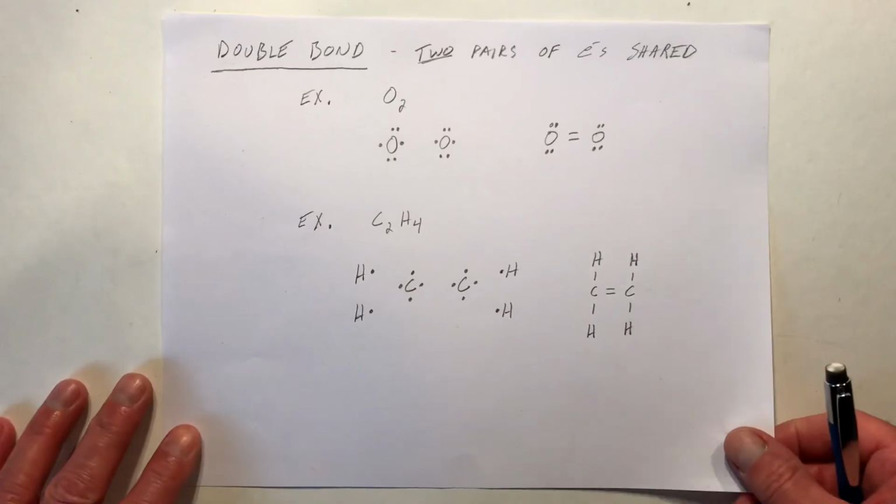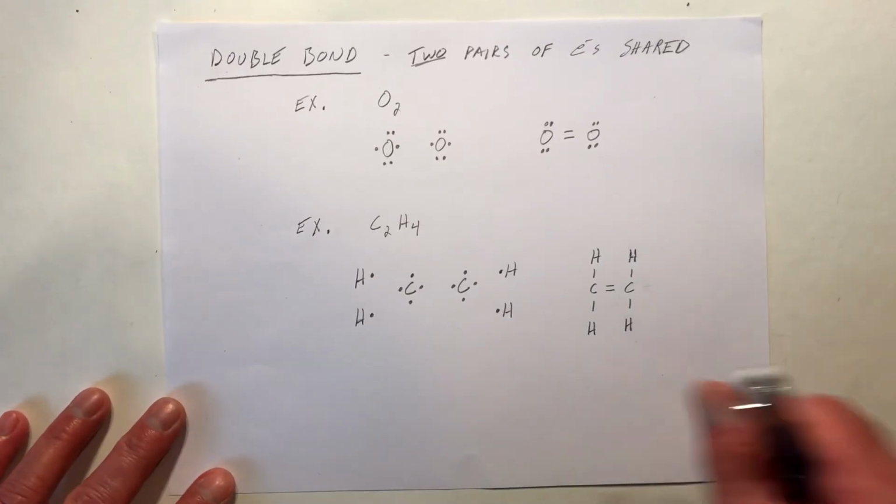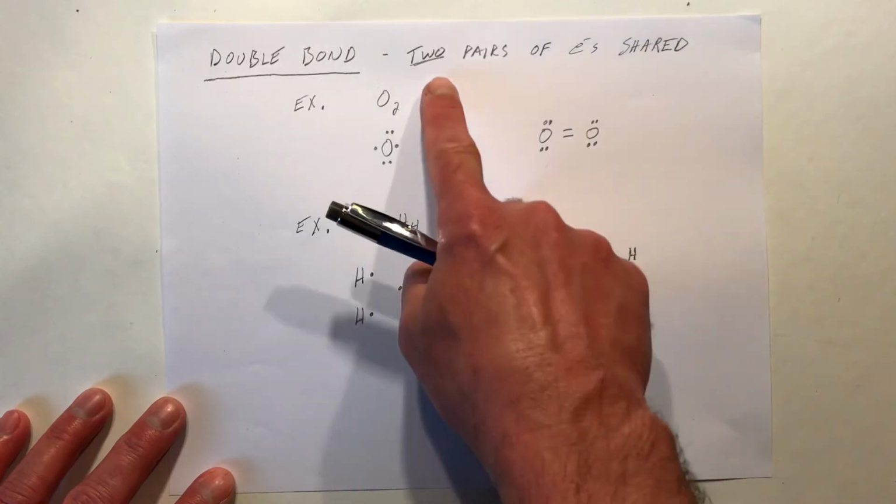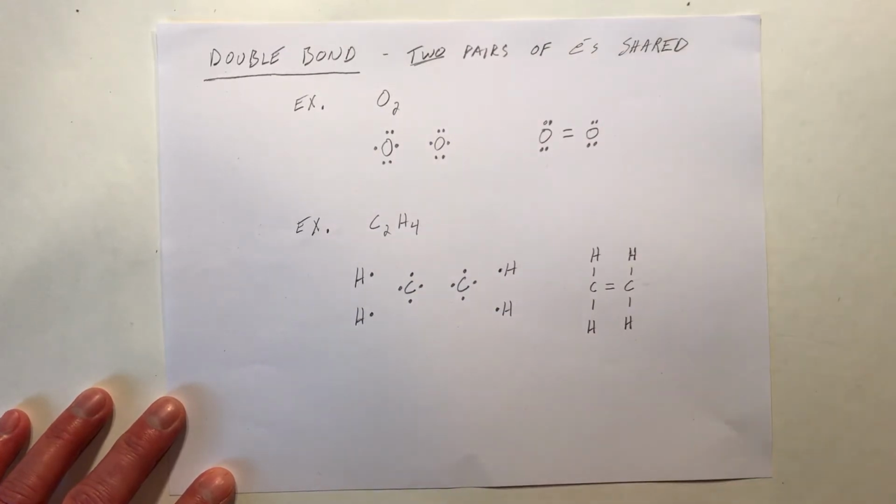So it should be noted that those elements will violate the octet rule. They're just not big enough. All right, so let's do some more connecting single dots here and show how that works with double bonds. A double bond is when 2 pairs of electrons are shared.